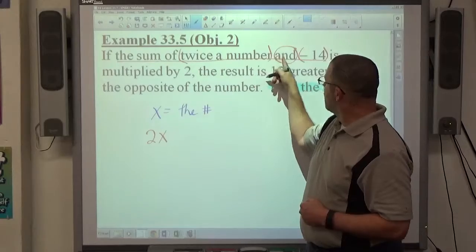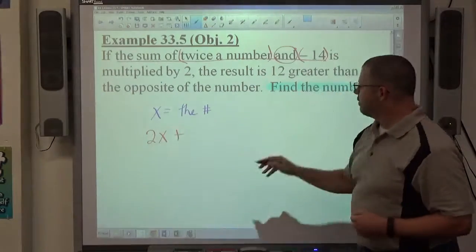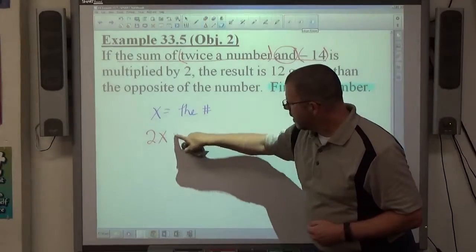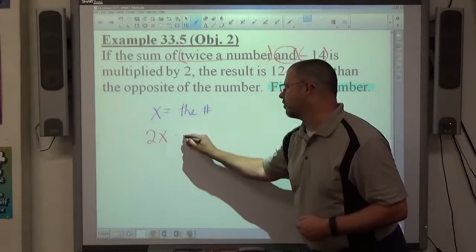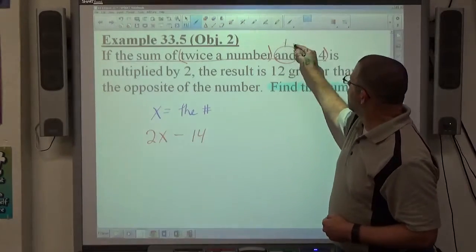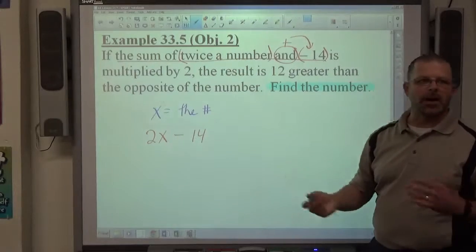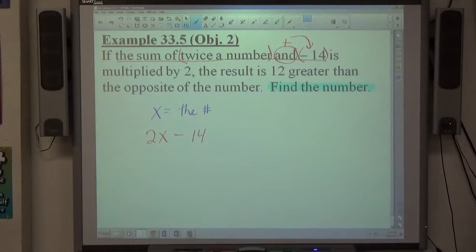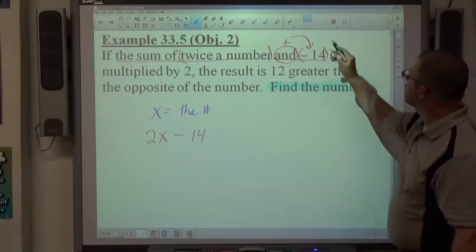2 times x plus negative 14. And instead of plus negative 14, I'm going to write minus 14. If you know it's going to be plus and negative, just know that's the same as minus. I think minus 14 is much easier to deal with on our paper.